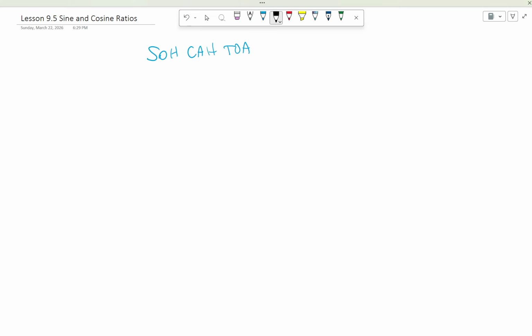So SOHCAHTOA. Here we go. Here is the mnemonic. SOHCAHTOA stands for the following. You have already looked and investigated, as we discussed in class, the following buttons that appear on your calculators, which was sine, which is the SOH, this button, okay, sine. And then you see the cosine, which is this button in your calculator, COS. And of course, we've already seen on our calculators tangent, which is TAN.